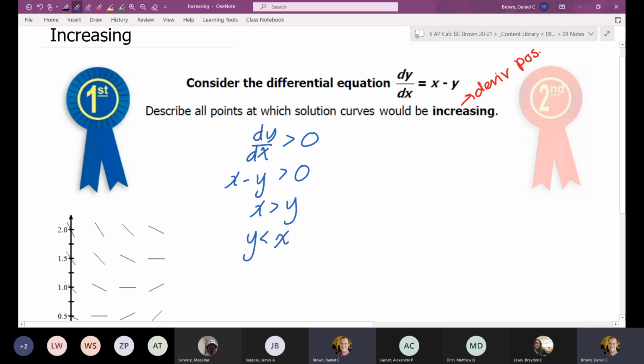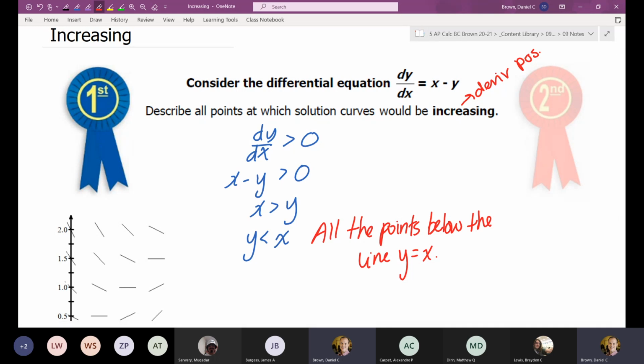So if I want to describe all the points at which solution curves would be increasing, using this inequality, let's think about what this inequality means. This would be all the points below the line y is equal to x. So again, what do we mean when we say that? It means that anytime you try to draw in the function, as long as those points are below the diagonal y is equal to x, we should have an increasing function.